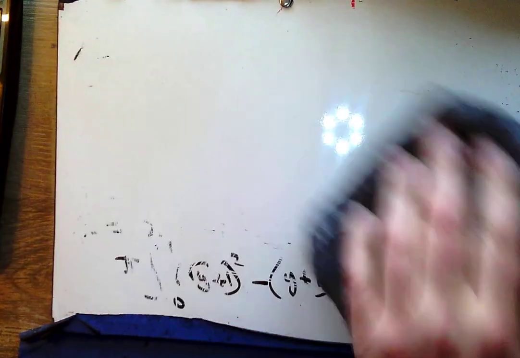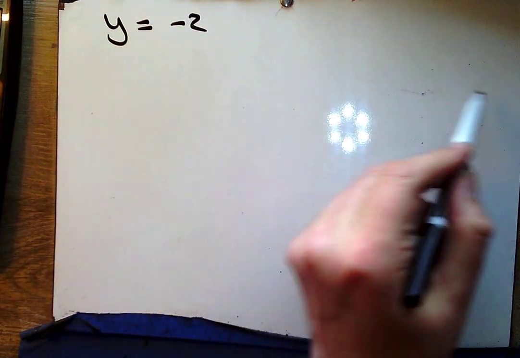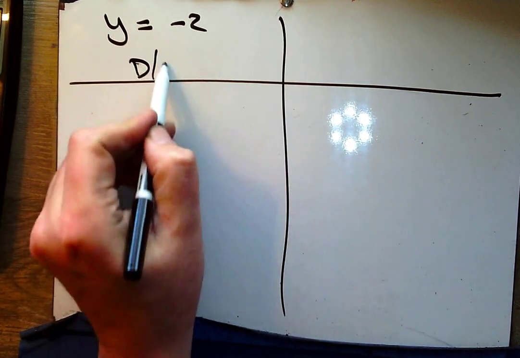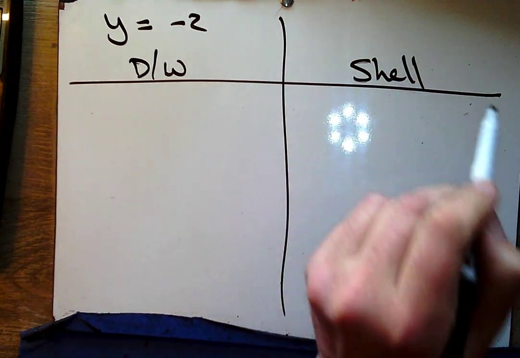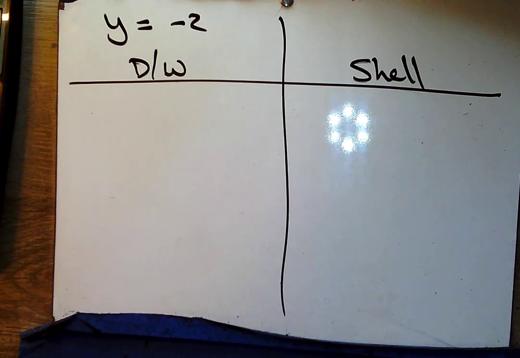Now it's your turn. These will be the last two for this video. I want to rotate about y equals -2. So will you show me the setups for rotating our region, disk or washer, around y equals -2, and shell for y equals -2. Okay, pause the video, give it a try, come back when you're done.